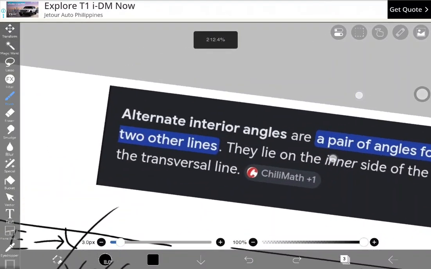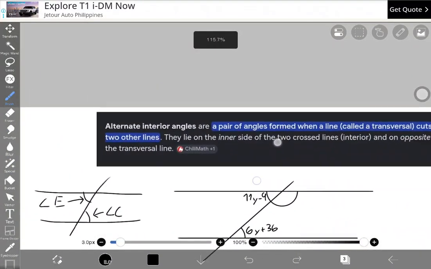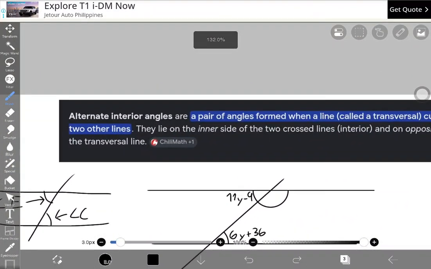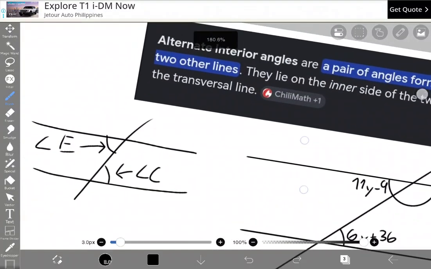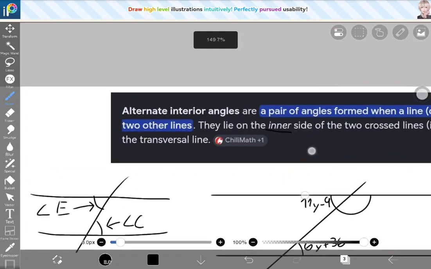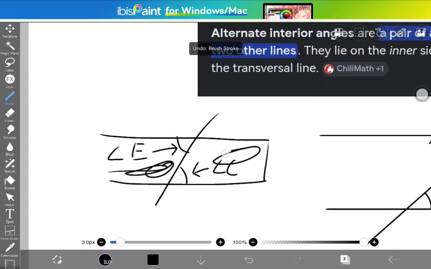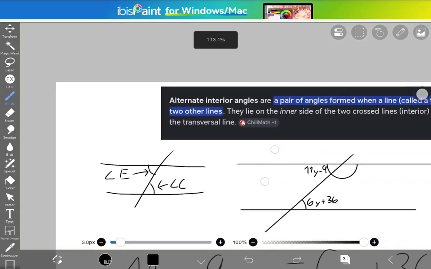So alternate interior angles are a pair of angles formed when a line called a transversal cuts across two other lines. It's basically like corresponding angles, but they lie on the inner side of the two crossed lines, or this part right here, like inside of those two lines.